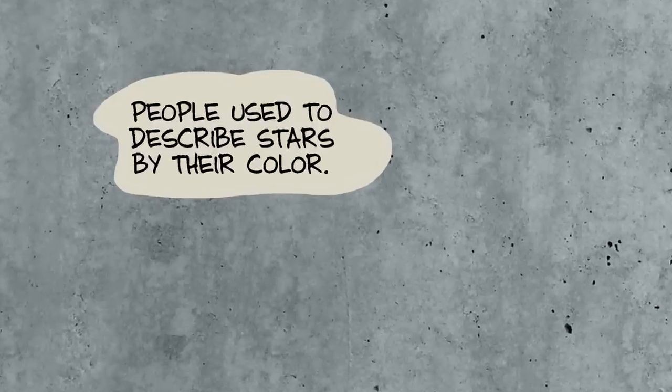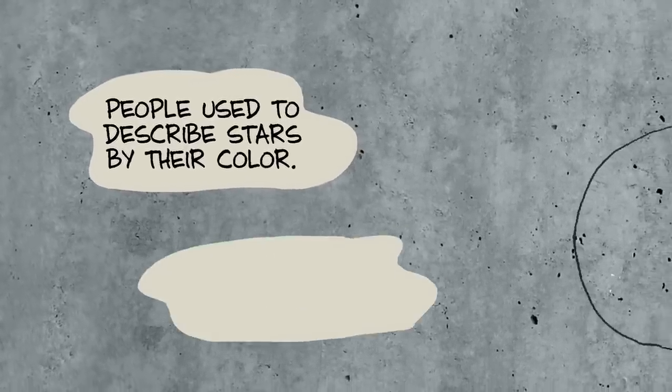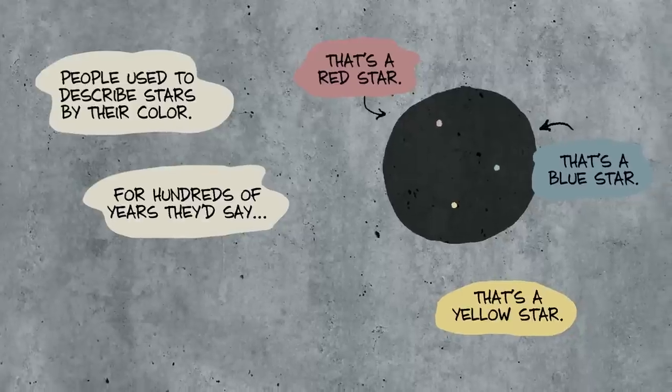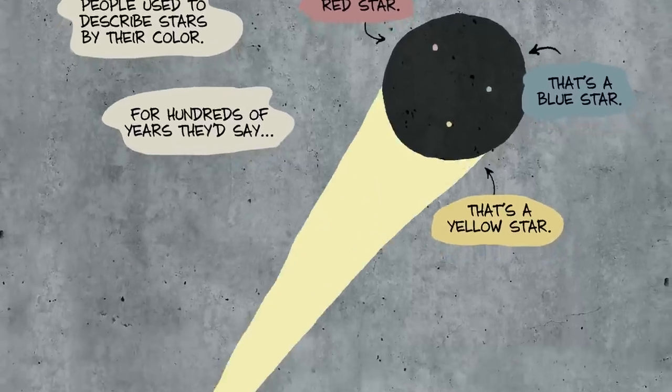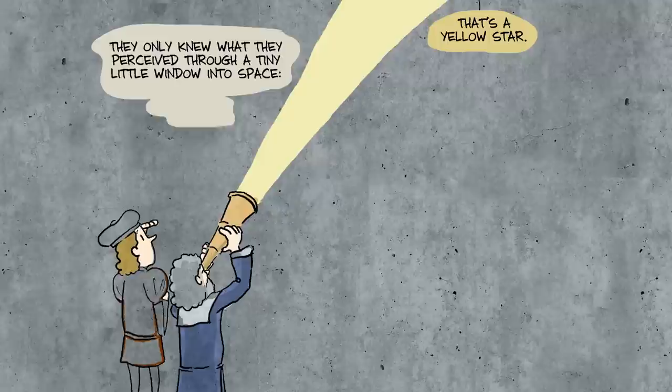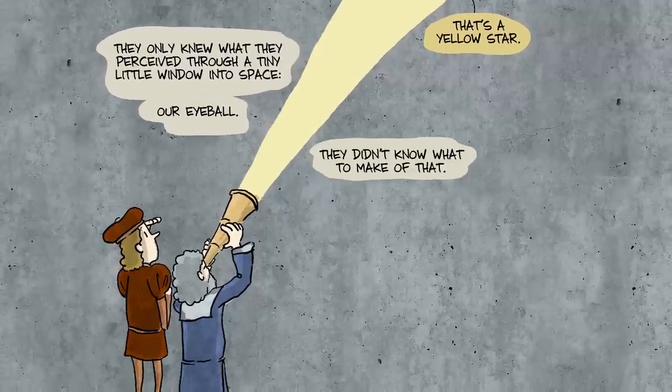People used to describe stars by their colors. Yep. For hundreds of years, they would just say, that's a red star right there, and that's a blue star over there, and that's a yellow star. They didn't know what they were talking about. They only just knew what they perceived through this tiny little window into space, which is our eyeball. But they didn't know what that was.